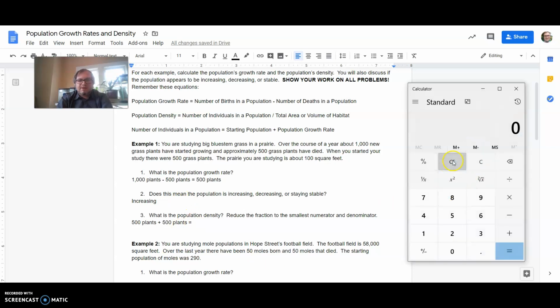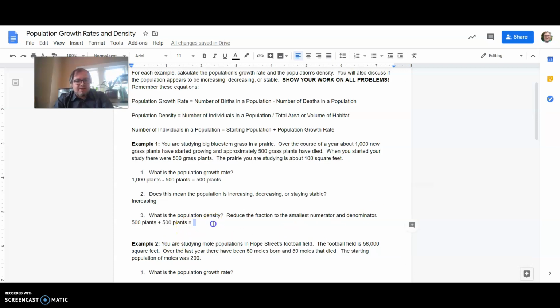So let's clear our old equation here. 500 plus 500 is going to be 1,000 again, like we had earlier. There we go, it's 1,000. So now we know that the current population is about 1,000 plants. So then if we go down one line, we know that we've got about 1,000 plants.